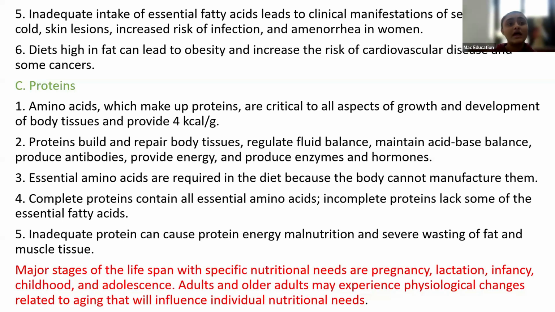We cannot compromise with the nutritional needs during these stages. But adults and older adults may experience physiological changes due to aging, so the need will depend on the individual person. For example, there are two adults; one adult will require a different type of nutrition. So for adults and older adults, the nutritional need is individualized. It is not specific. But during pregnancy, lactation, infancy, childhood, and adolescence, all the nutritional needs must be met by the patient. Okay, understood this point?